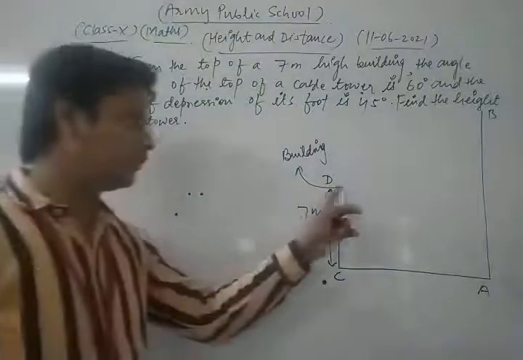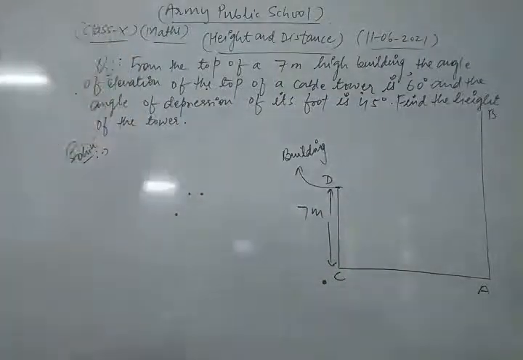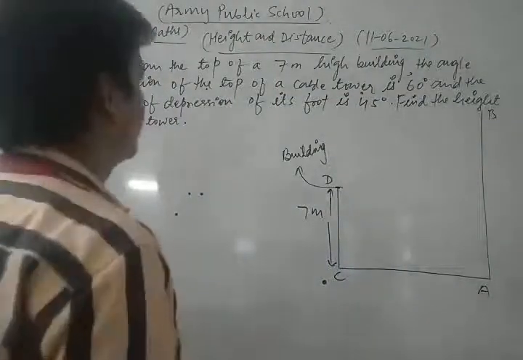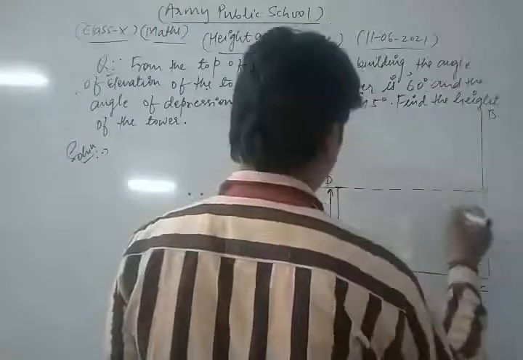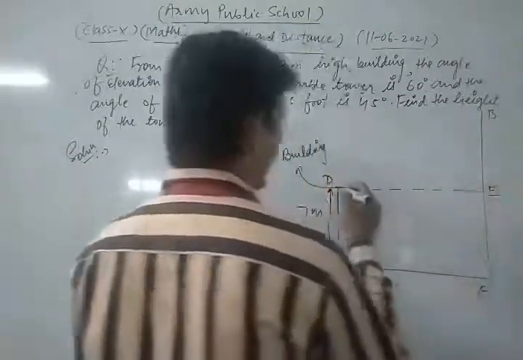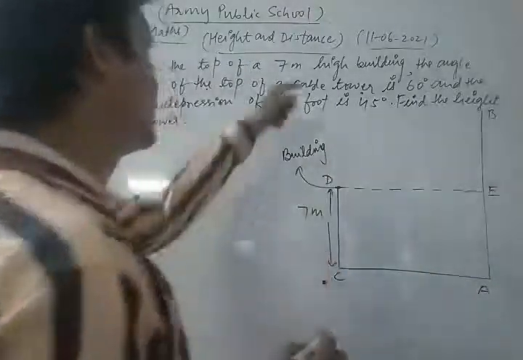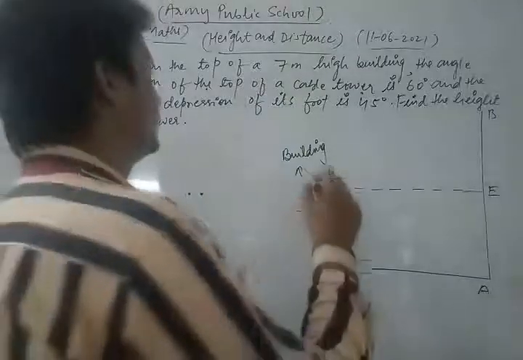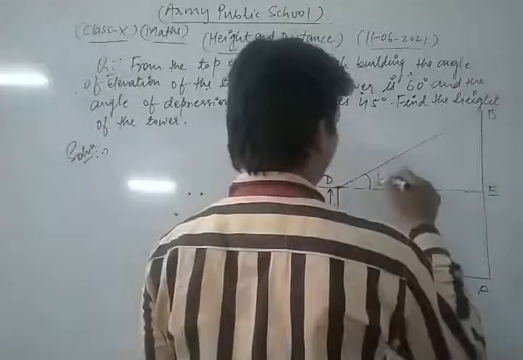Now we observe from the top of that building, the angle of elevation of the tower. We draw it in this way and join A. From the top of a 7-meter high building, the angle of elevation of the top of the cable tower. So the angle of elevation of the top of the cable tower is what?